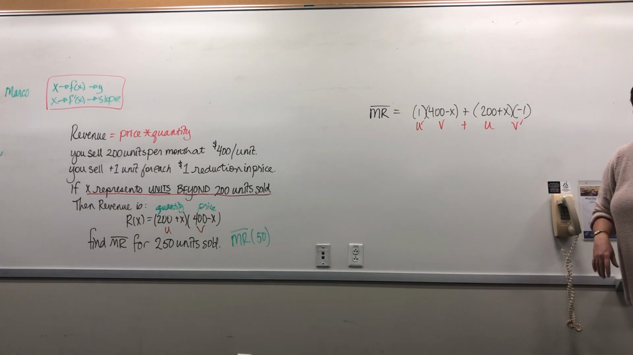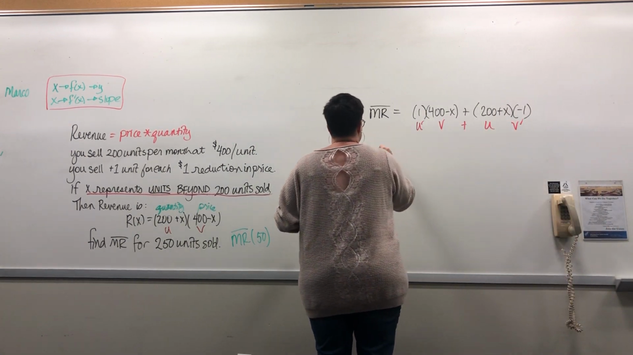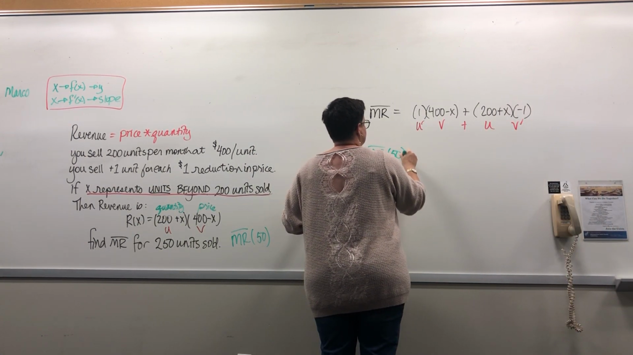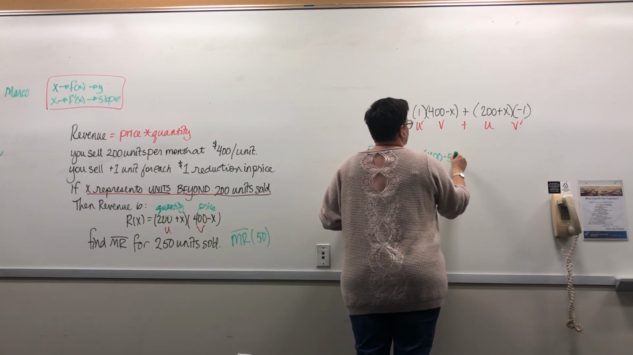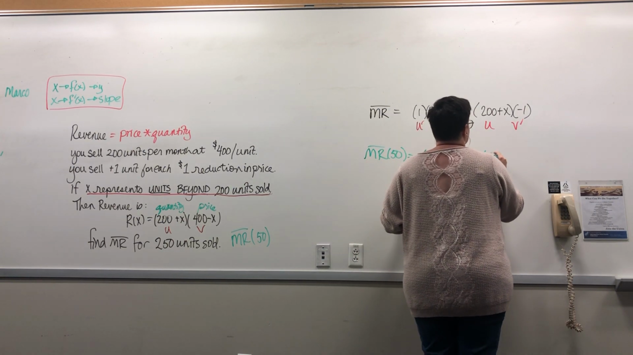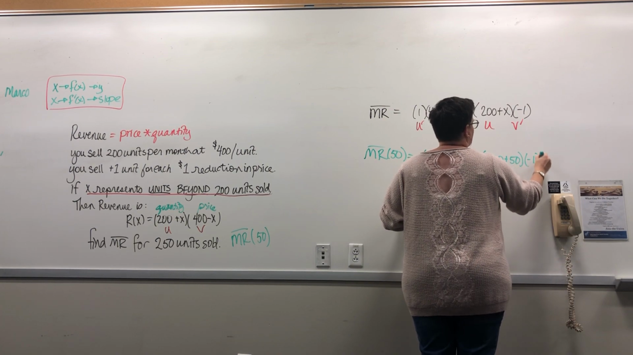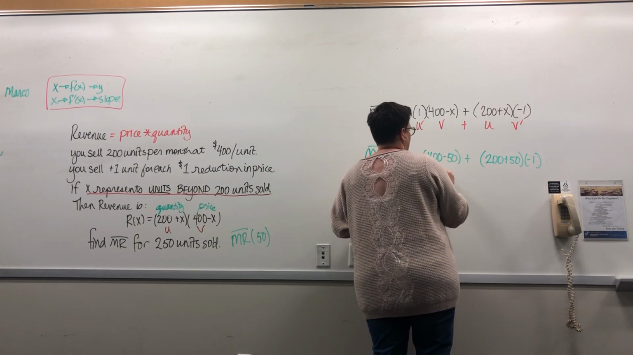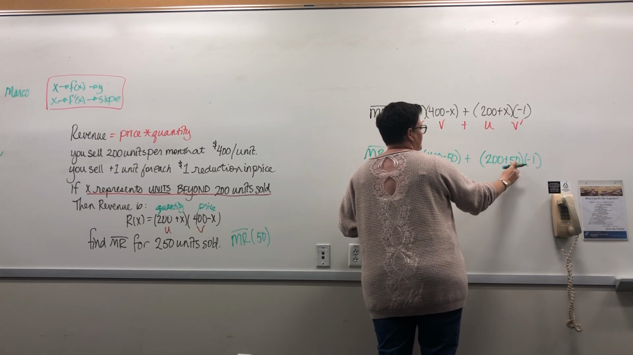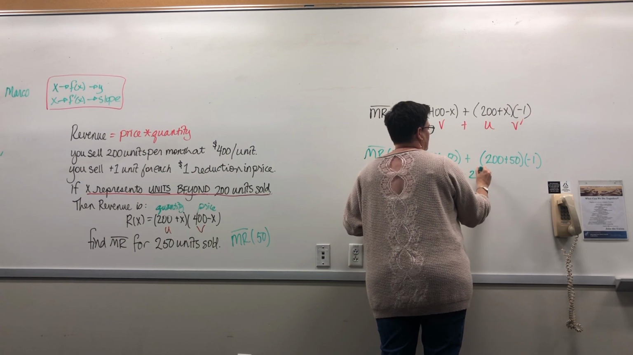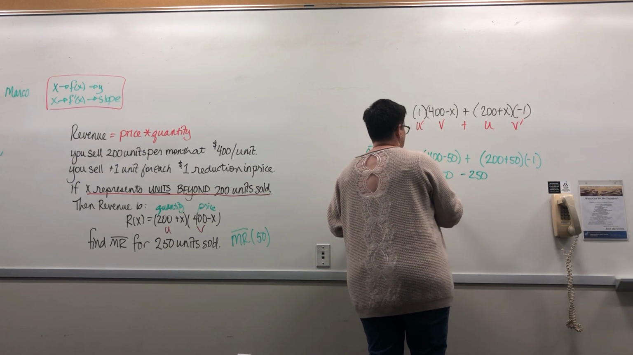So now what do I plug into my marginal revenue? 50. Yeah, 50. So my marginal revenue at 50 is going to be 400 minus 50 plus 200 plus 50 times -1. What's 200 plus 50? 250. 250 times negative 1 is negative 250, equals $100.